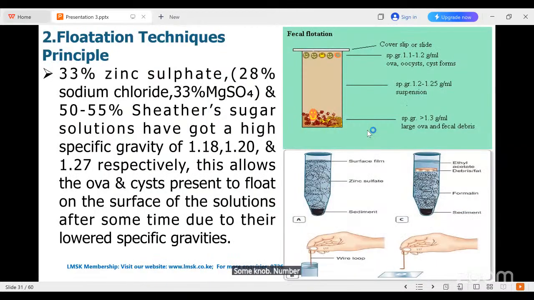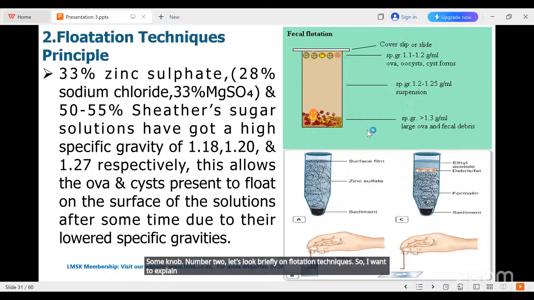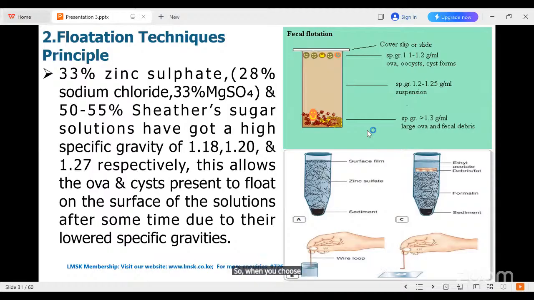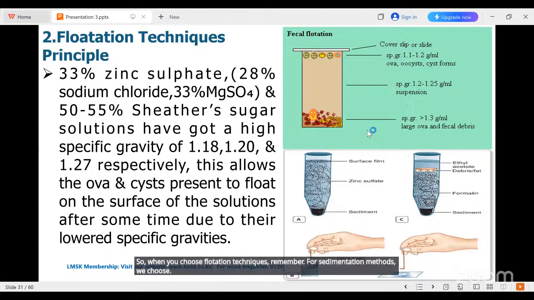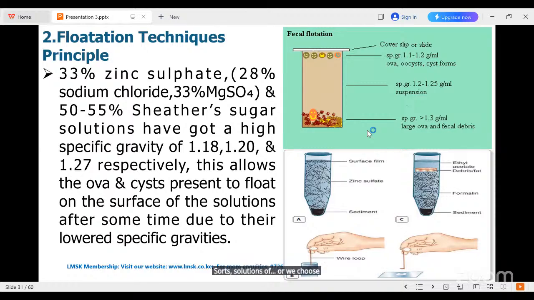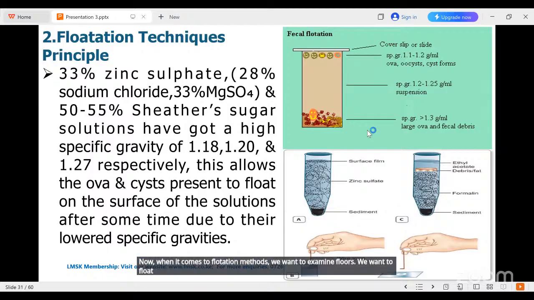Number 2, let's look briefly at flotation techniques. I want to explain the principle of flotation techniques so that we can avoid going through the procedure. Remember, for sedimentation methods, we choose solutions of very low specific gravity. Now, when it comes to flotation methods, we want to float our parasites, our cysts, our ova.